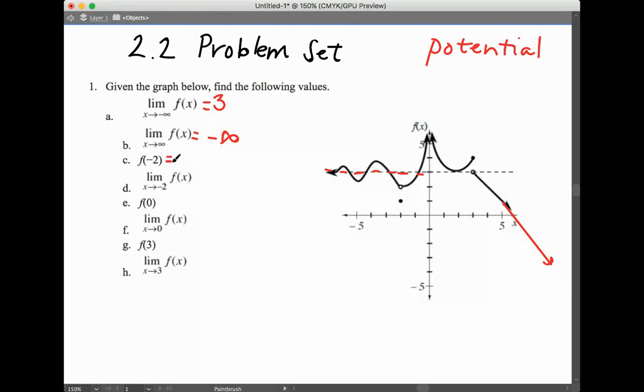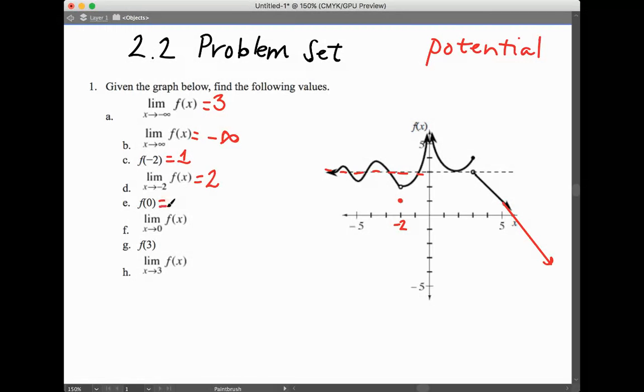f of -2. So that's not a limit. That's just asking us what is the value of the function at -2. So I go to -2 and I see this point right here. The value of that function is the y value, which is 1. Now the value of the function does not always match the limit of the function. At -2, the limit as we come from the left side is 2, and as we come from the right side is 2. So the limit is 2. Again, you have to check the two sides.